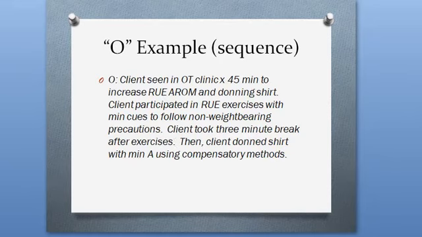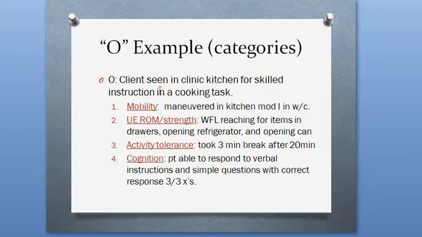Okay, here's another objective example into categories, which is kind of what I'm used to. Client seen in clinic kitchen for skilled instruction in a cooking task. For their mobility during that task, maneuvered in kitchen, mod-I in wheelchair. Upper extremity range of motion and strength was within functional limits for reaching for items in drawers, opening refrigerator, and opening can. Activity tolerance: took 3-minute break after 20 minutes. Again, I would defend that more. And cognition: patient able to respond to verbal instructions and simple questions with correct response 3 out of 3 times.